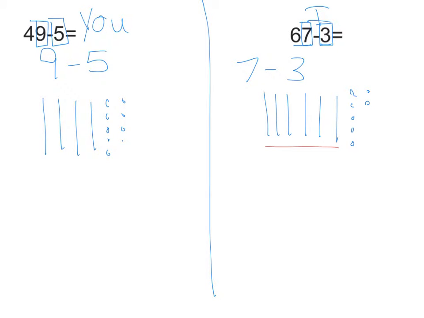Ones. So now I'm just going to take away 3 by drawing a line through them. So now I've taken away 3, and I can recount my number. So I have 10, 20, 30, 40, 50, 60, 61, 62, 63, 64. I have 64 left over.